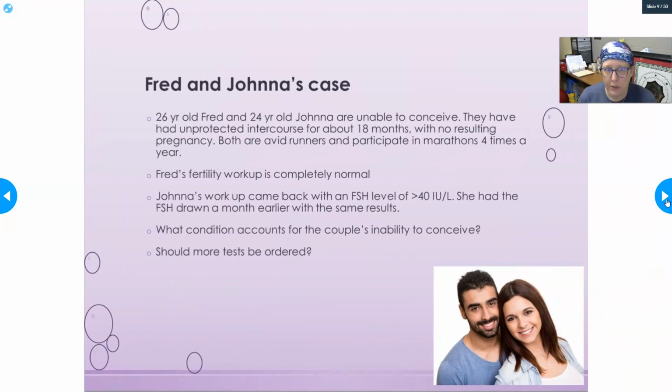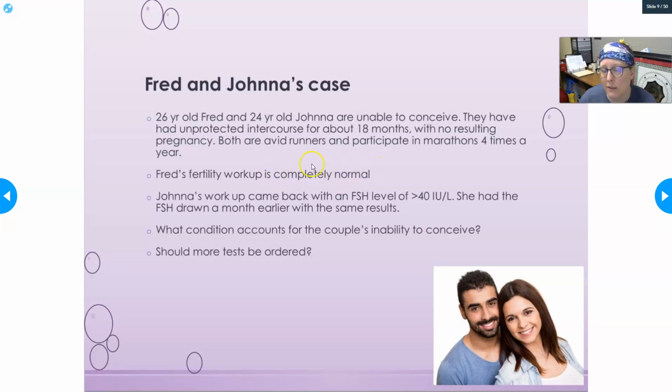So let's look at a case to illustrate this. We have 26-year-old Fred and 24-year-old Jonna. They are unable to conceive. They have had unprotected intercourse for about 18 months. So that's usually what we want: a year and a half of trying with no resulting pregnancy. Both are avid runners and participate in marathons 4 times a year. This needs to be considered because in some cases excessive exercise can interfere with fertility in females. So Fred's fertility workup is completely normal.